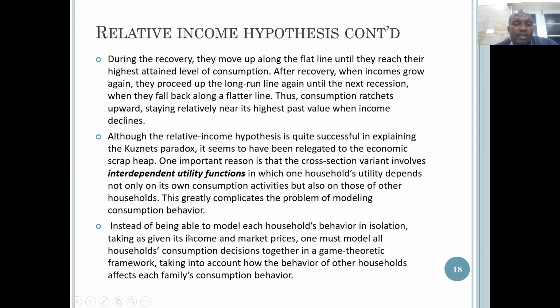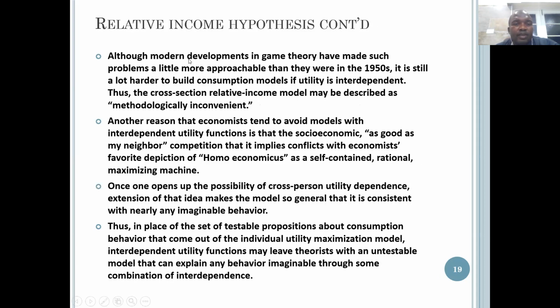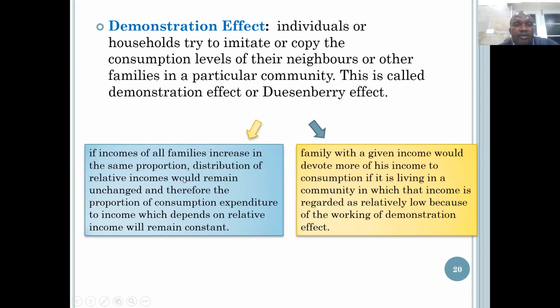So this assumption made it very difficult to gather empirical evidence to prove or disprove this theory. Although there have been major advances in game theory since the 1950s, the issue of having consumption models which are based on interdependent utility was viewed as a methodological inconvenience by many theorists. And it violated the basic assumption that households or even individual consumers are homo economicus. In other words, they are self-contained rational maximizing machines. So that's why the theory was abandoned.